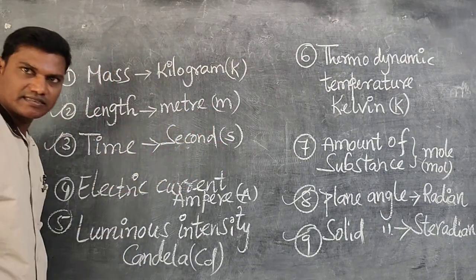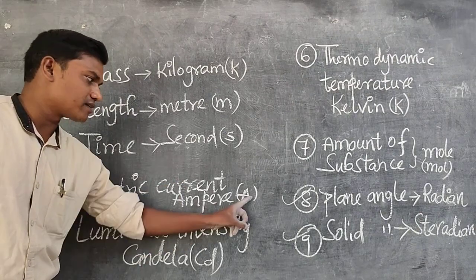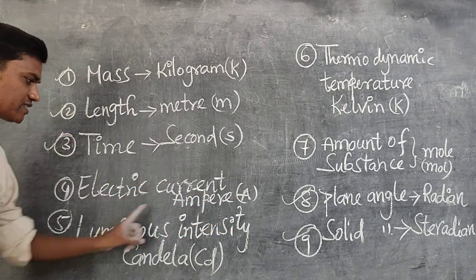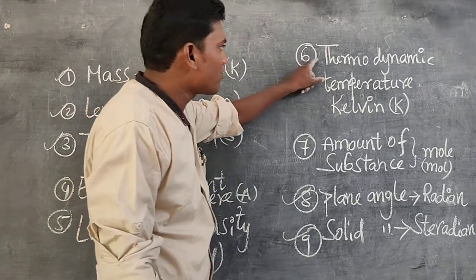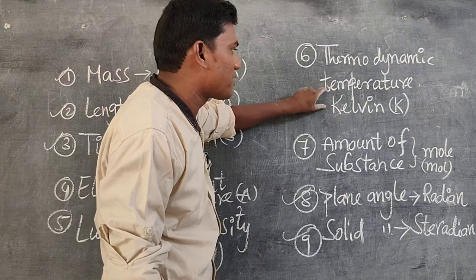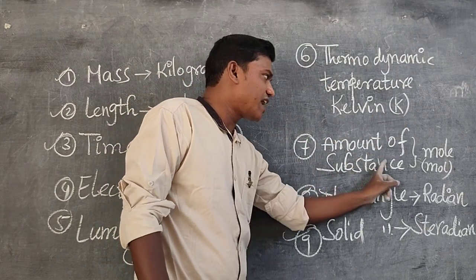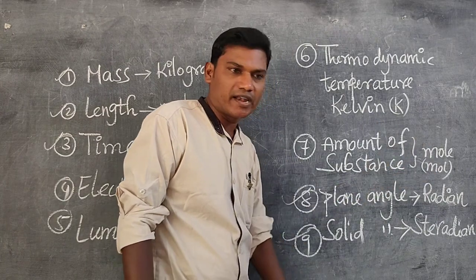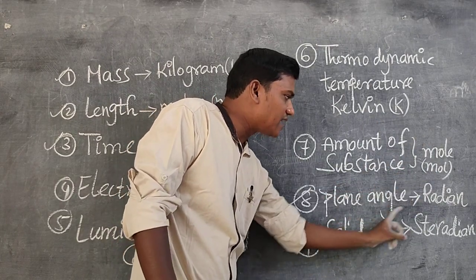Time: second, s, in any system. Electric current: ampere, A. Luminous intensity: candela, cd. Thermodynamic temperature: Kelvin, K. Amount of substance: mole, mol. Plane angle: radian. Solid angle: steradian.